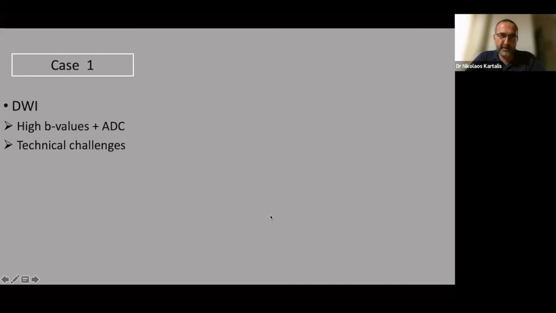As I showed you here, the lesion with high signal intensity at b 800 was also bright on ADC. So we think that this is probably a benign lesion such as hemangioma. However, we have to remember that diffusion is a sequence that has a lot of technical challenges, a lot of artifacts from air, artifacts from metal objects, etc.